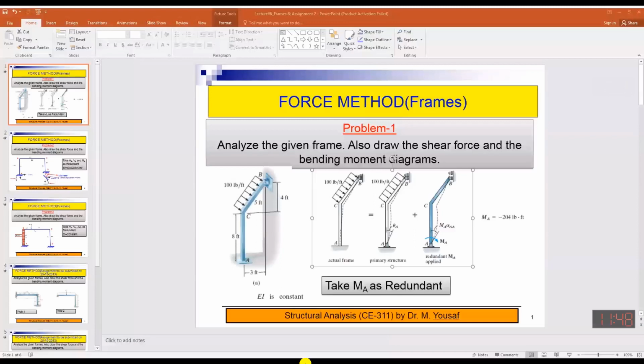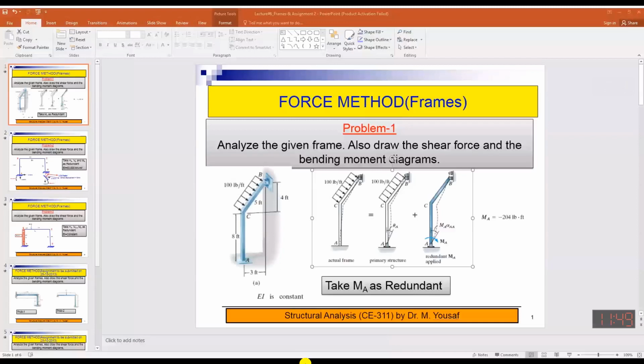So if you are considering MA as redundant, because you can see there are 3 forces and there is 1 force, so extra equation which is required, that is 1. So degree of indeterminacy is 1. So it can be broken into 2 structures. This is the primary structure. You can see this is hinge. ठीक है, ये हिंज है.